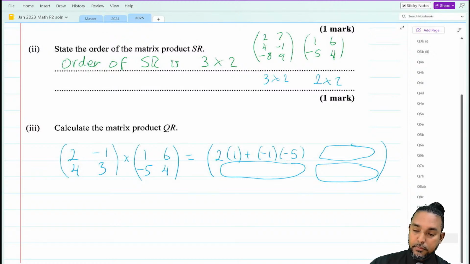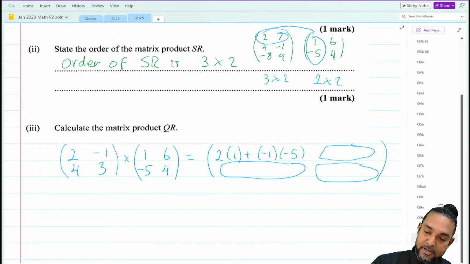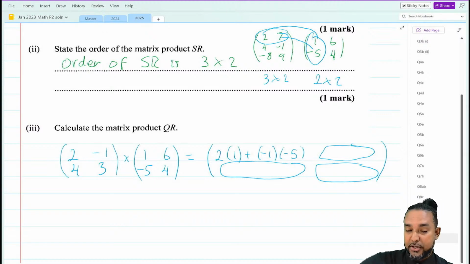Now, if these two numbers are the same, then the matrices are compatible for multiplication, because when you multiply matrices, you multiply rows by columns. You have to match up each element in the row to an element in the column, and there must be no elements left over or unmatched. So the 2 multiplied by the 1 and the 7 by the minus 5. Each element in the row matches up to an element in the column, and each element in the column is matched up to an element in the row.